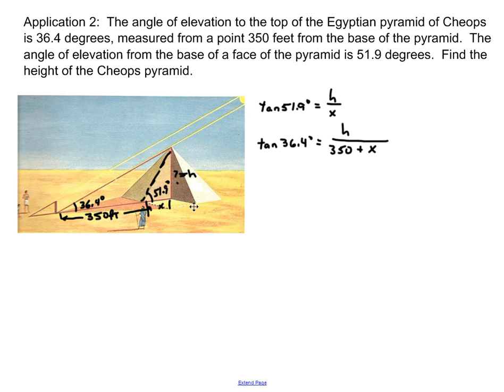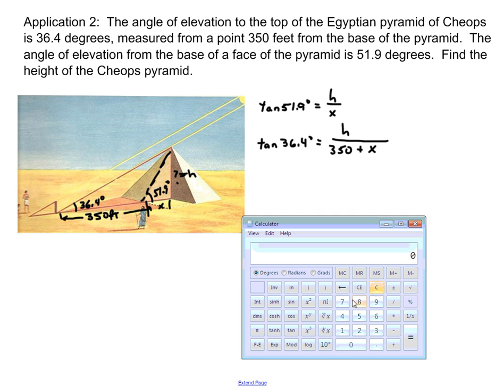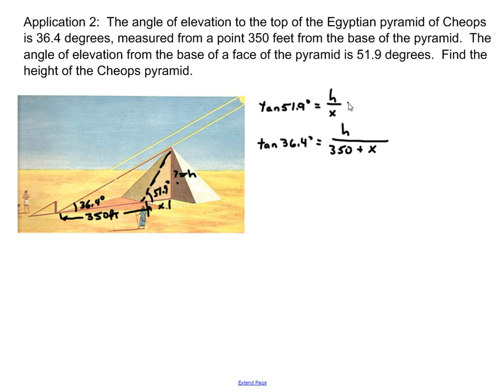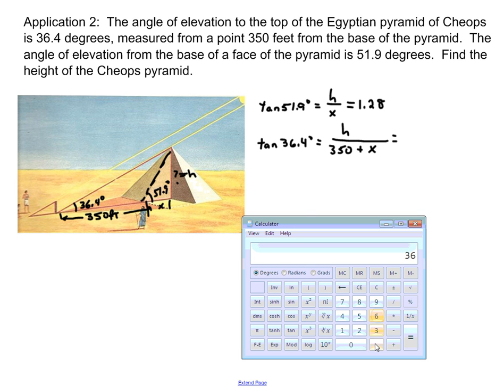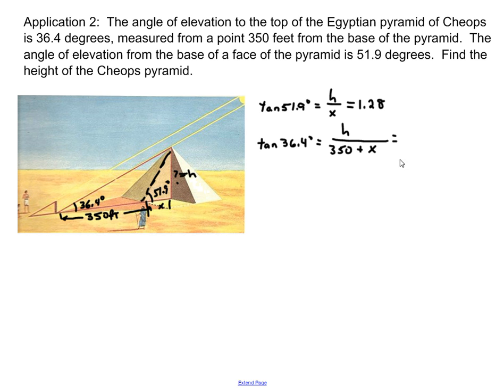So if I'm interested in finding h, I'm going to have to take an intermediary step. I can actually get these values right here. Tangent of 51.9 degrees, what do we have there? Tangent of 51.9 is about 1.28. So I'll make this 1.28. And the tangent of 36.4, we take the tangent and we get 0.74. I'm going to round that to 0.74. So if I'm interested in estimating my height, I actually have two algebra problems to solve.